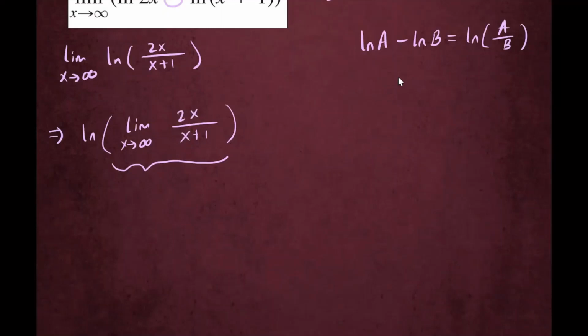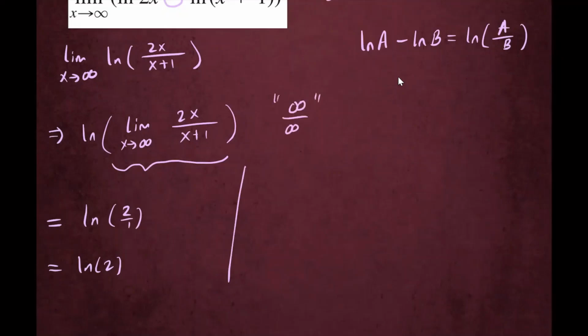Sometimes that will happen to you too. But if you didn't see that, you can still use L'Hopital's rule. This limit is just 2 over 1, which gives ln of 2. Now say you didn't see that, and you want to use L'Hopital's rule because it's fun to use. We get infinity over infinity as x goes to infinity.